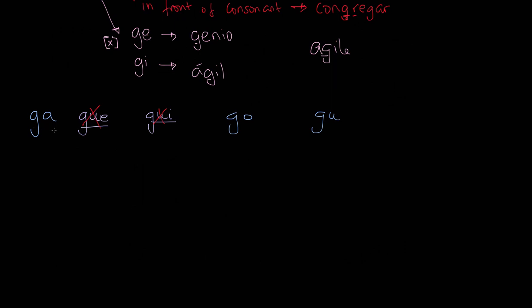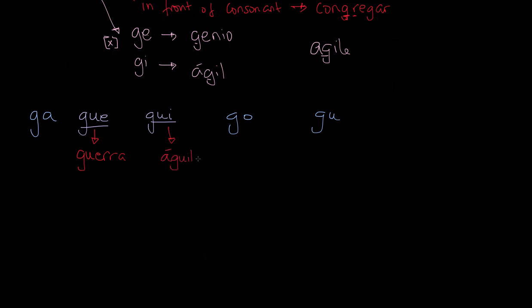Okay, so this reads ga. This without the little crosses reads ge. This reads gi. This is go, and this is gu. Okay? An example of a word with ge is the word guerra. Guerra, Spanish for war, okay? Guerra. And an example of a word with gi is águila.